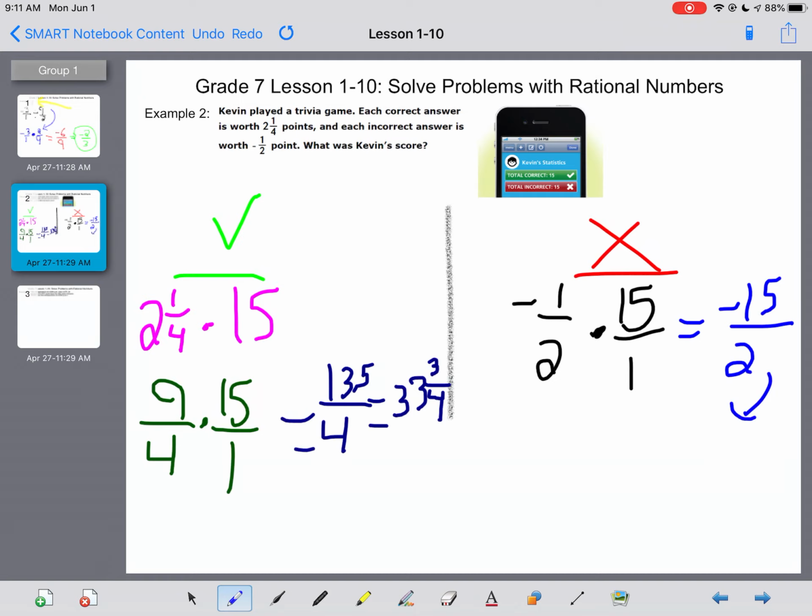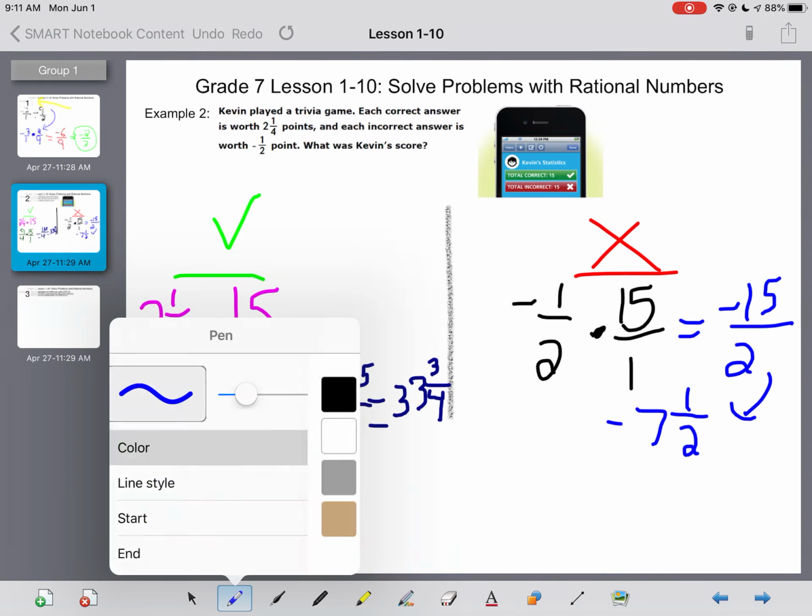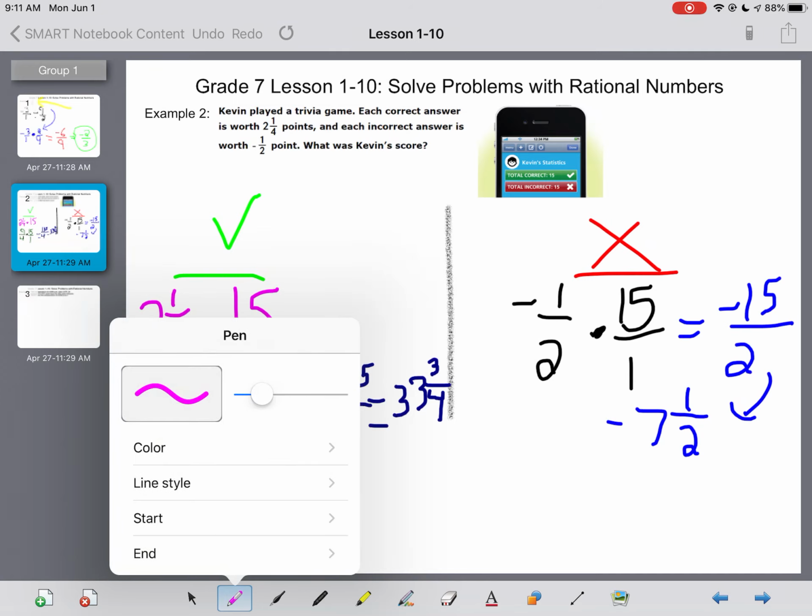So 2 fits into 15 7 times. So that's, and keep the negative sign, so it's negative 7, and there's 1 remaining. So negative 7.5. So he lost 7.5 points, and he gained 33 3/4 points, which is a pretty big difference. So now we just have to combine our points together.